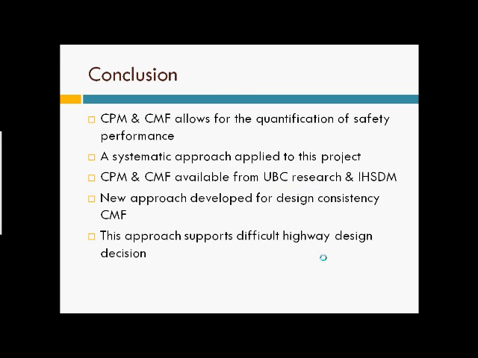As a conclusion for presenting this very interesting paper, we can note that the collision prediction model and the collision modification factors allow us to quantify the safety performance, and this is a very nice and interesting systematic approach that is applied to this project. We can also say that the CMF values are available from the UBC Research Civil Engineering, Dr. Said, and a lot of other graduate students, and a lot of UBC research has been done to get these CMF values, and the IHSDM is used by the Federal Highway Administration in the US.